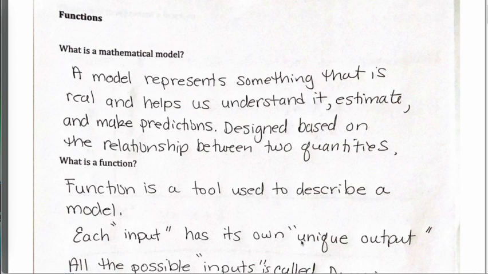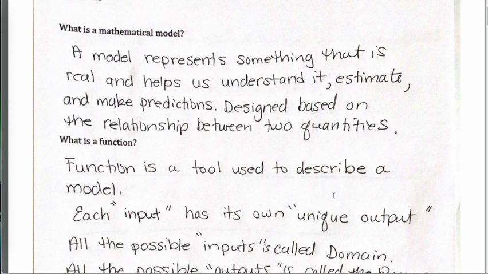And a model is something that we use to represent something real in our life to help us understand it, estimate it, or to make predictions. And the model is designed or formulated based on the relationship between two quantities. So I want you to think about maybe like a map. A map is a model of a particular area, and we use it to estimate distances, to see what roads to take. It's something that we use to help us with our daily life. And so that is one example, a map, of a mathematical model.